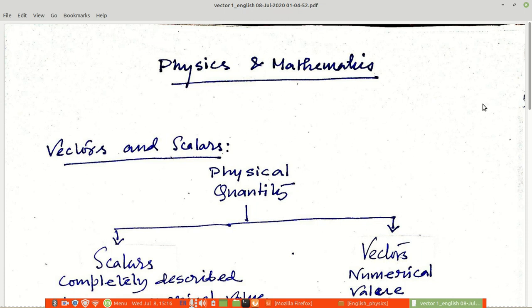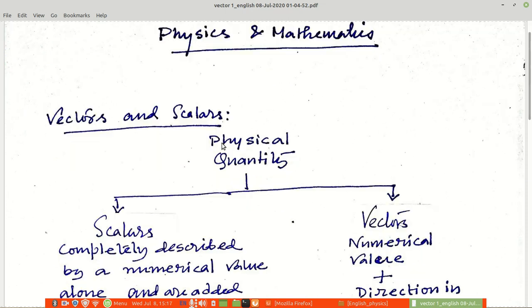On the chapter Physics and Mathematics. According to A.C. Verma, written in his book Concept of Physics, mathematics is the language of physics. So today we will learn something about the mathematical aspect of physics. Today we will learn vectors and scalars.